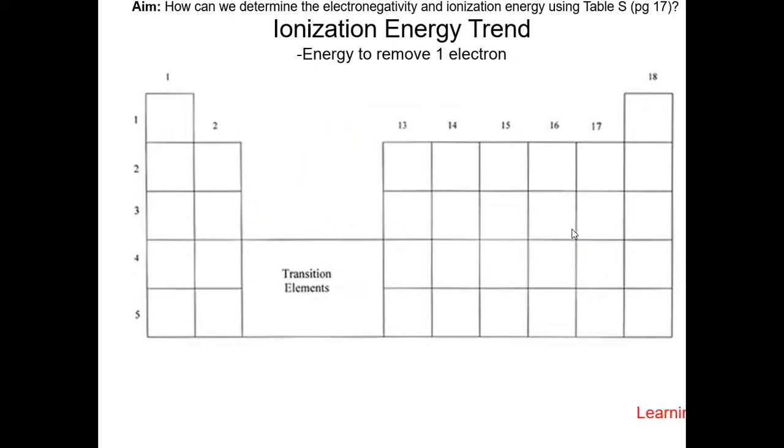So now we are going to do the same thing as electronegativity. I want you to look up the values of ionization energy for each element in period 2. Pause the video and resume once you have the answers. Okay, so here are the answers.